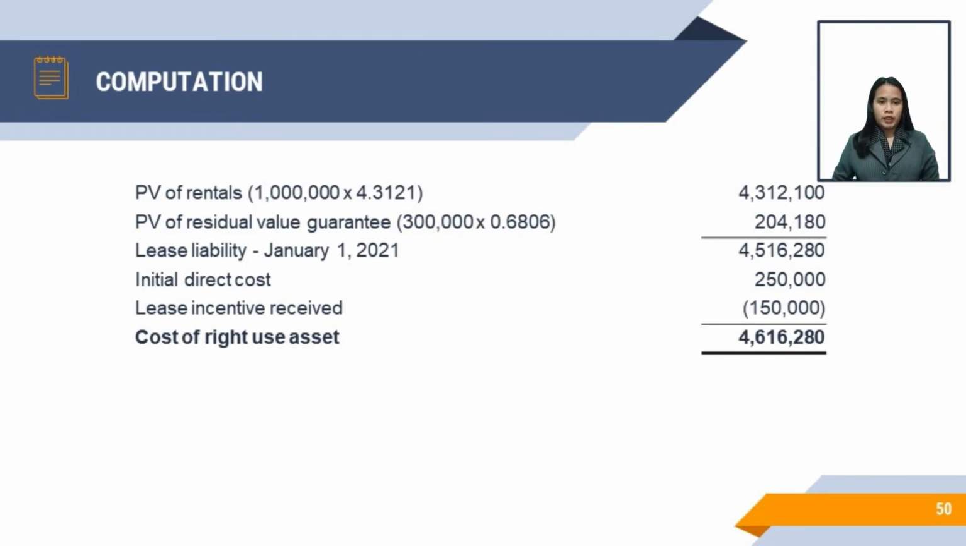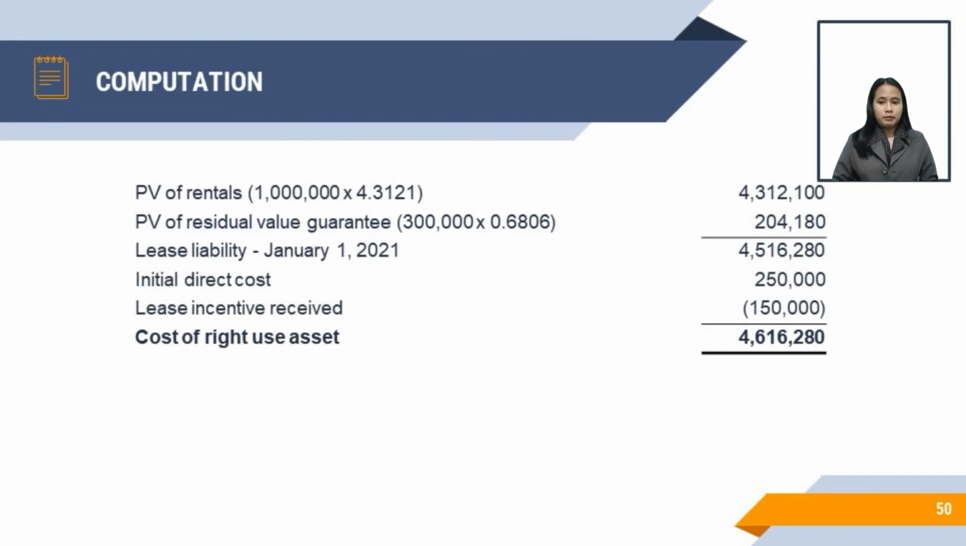Before we proceed in journalizing our entries for the initial direct cost, we will have to solve for the cost of right-of-use asset first. So how do we get that cost of right-of-use asset? So magbe-base tayo dun sa given sa ating previous slide. Okay, so for the computation, we will have to add the present value of rentals to the present value of residual value guarantee. So as you can see, we have 4,312,100. So, saan natin yan nakuha? Ito ay 1 million multiplied by 4.3121. I-add natin siya sa 204,180. Ito naman, saan naman natin ito nakuha?